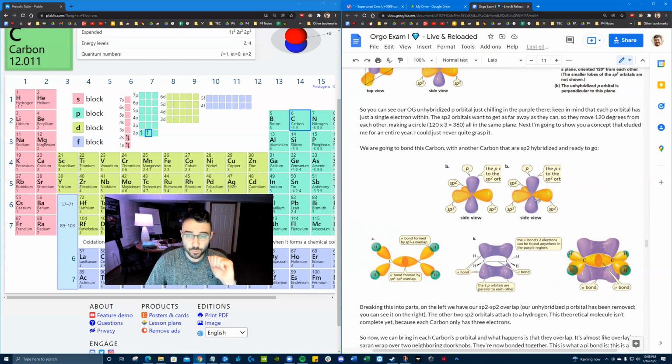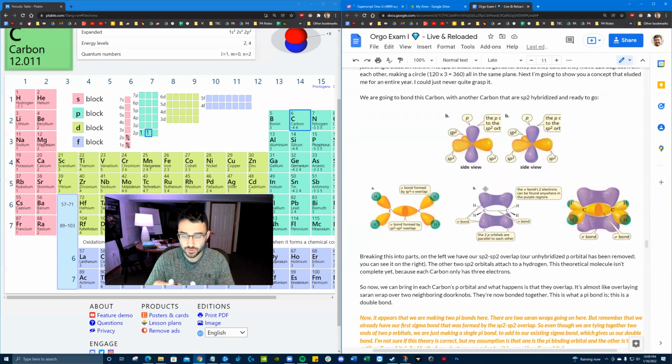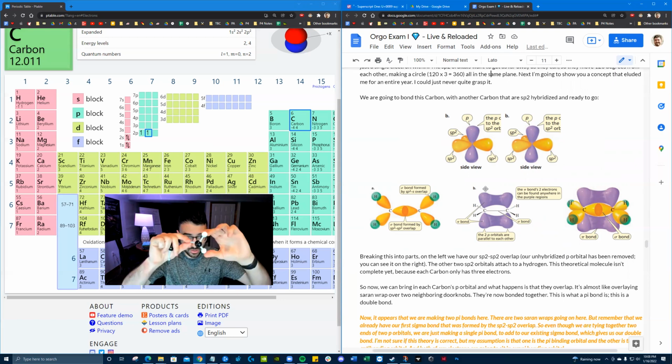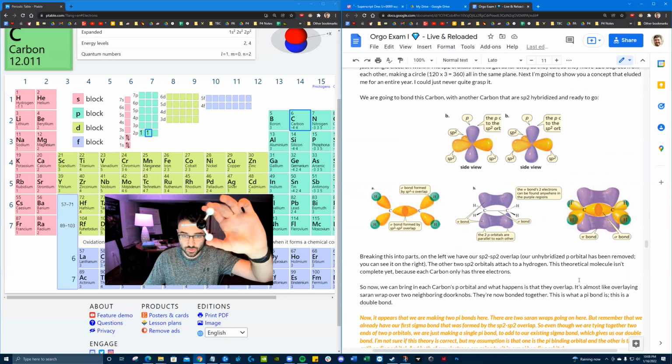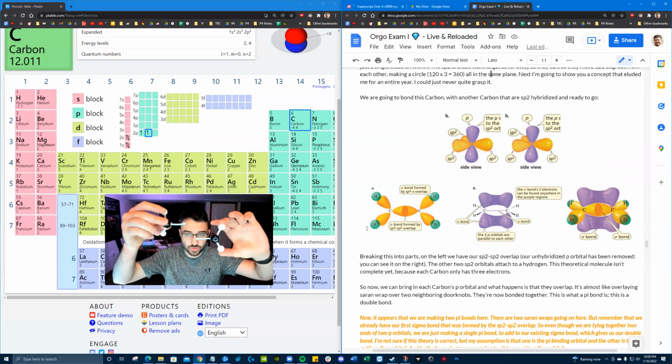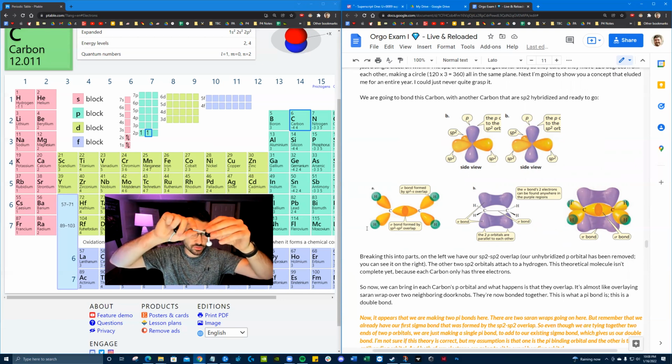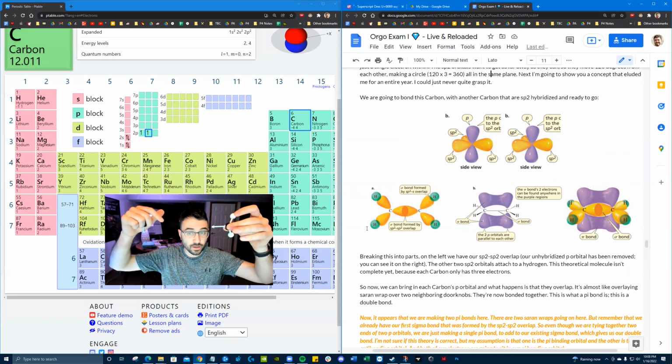Now, when we bring these together, when we are bringing this bottom left one here, I can show you this. We're going to say this is my carbon with 2 hydrogens. So this is what you see on the left. And this is my other carbon with 2 hydrogens. And this stick, we're going to say, is our sp2 hybridized orbital.